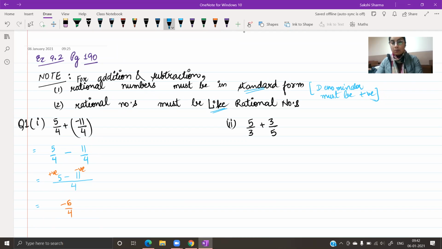6 and 4 have a common factor. Let's cancel them. किससे divide करेंगे इन दोनों को? 2 से. You will be left with -3/2. This will be your answer.